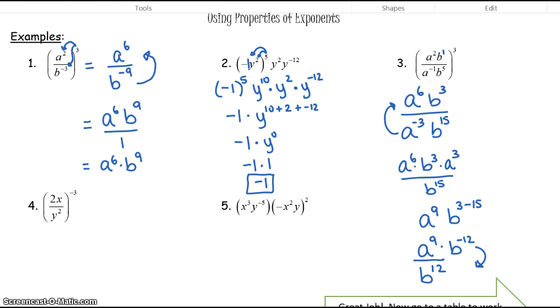And I'm going to go ahead and erase this part right there. And that will be our final answer. I'm going to box that so that we can kind of see it. There we go.